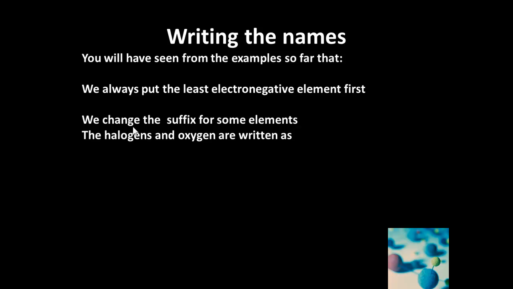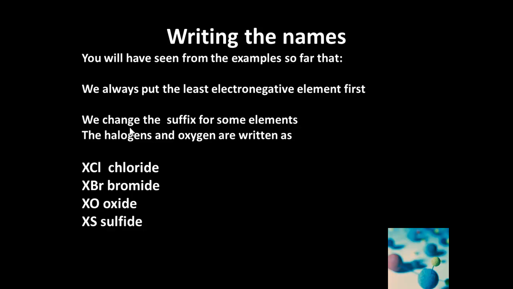Okay, when we write the names, you can see that sometimes we've changed it slightly. So first of all, note when we write these down, we always put the least electronegative element first. Sometimes might say we put the one with a positive charge on first if it's an ion. So we change the suffix for some elements. The suffix means the ending. So for halogens and oxygen we use the ending ide, IDE. So Cl is a chloride, Br is a bromide, O is an oxide, S is a sulfide, F is a fluoride.